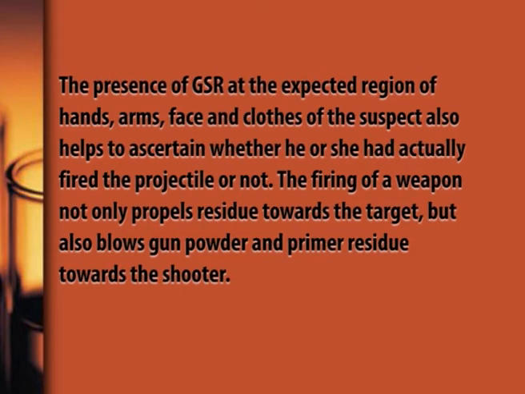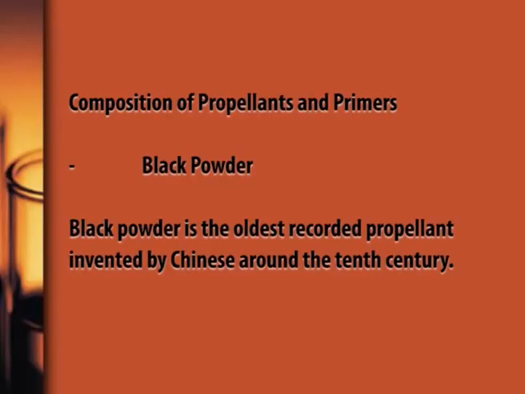The firing of a weapon not only propels residue towards the target but also blows gunpowder and primer residue towards the shooter. Composition, classification, production and nature of gunshot residues is very complex, and their composition depends on several factors like composition of propellants and primers, composition of projectile, composition of barrel and barrel fouling. Next, we will be taking up composition of propellants and primers.